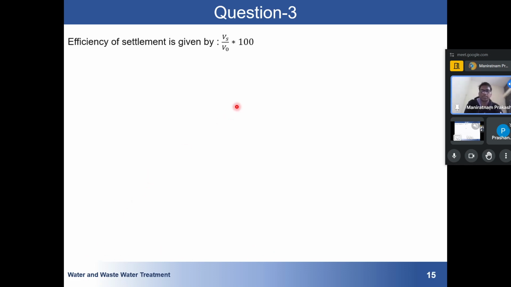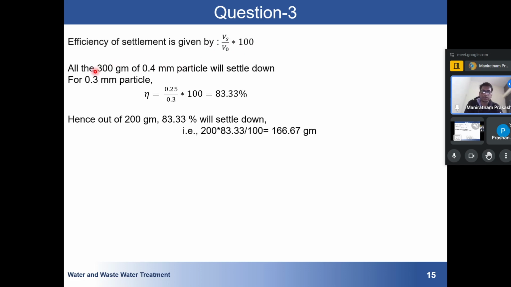That is given by the efficiency formula, which is settling velocity divided by design velocity into 100. If I have time at the end of the lecture, I will derive this equation also. It is a very simple derivation. You should know this. If you are not aware, you should look at the derivation. If I have sufficient time, I will describe how this is derived. So for the 0.4 mm particles, all the 300 gram will settle down.